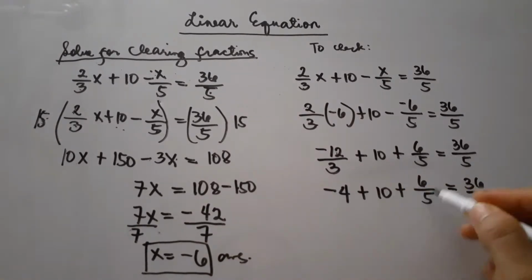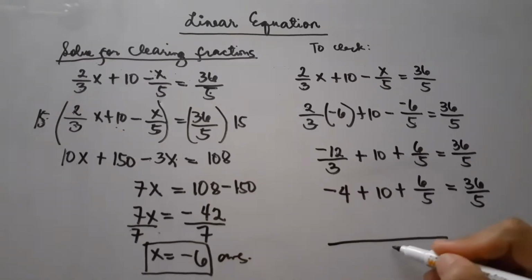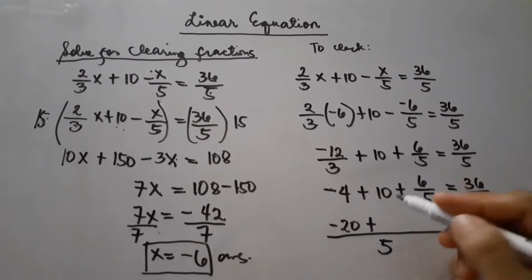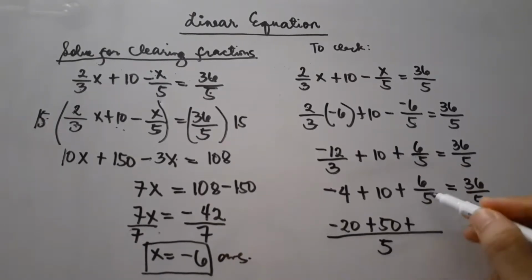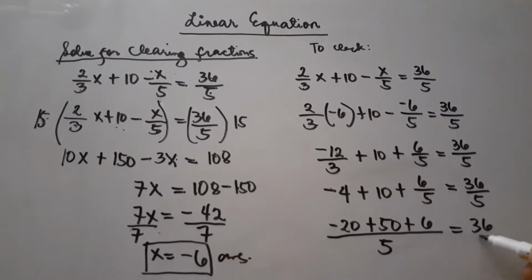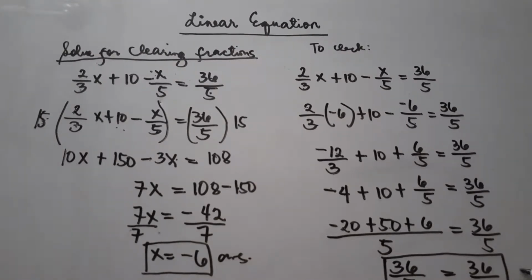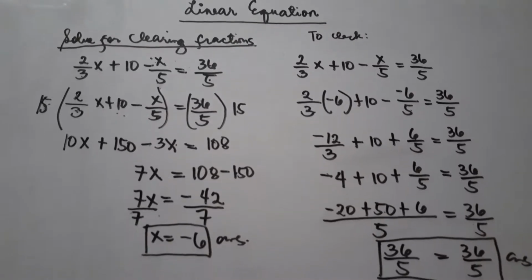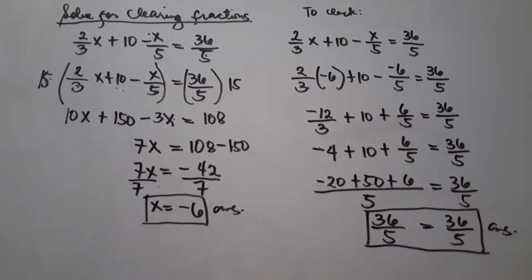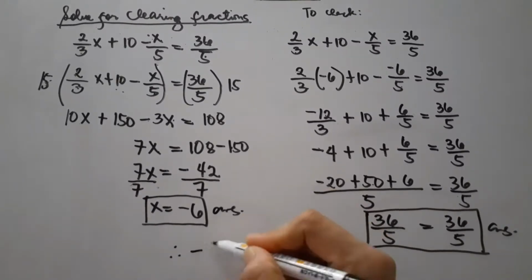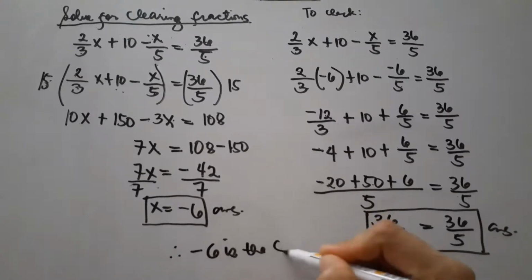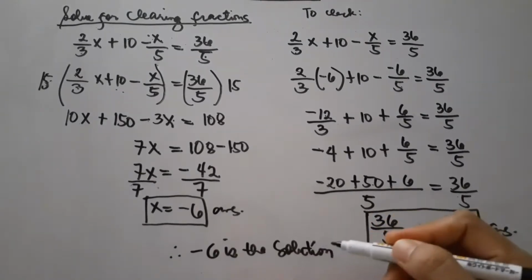And then this one, we should use the least common denominator. The least common denominator here is 5. 5 times 10 becomes 50. And 5 divided by 5 is equal to 1. So 1 times 6 is equal to 6. And then negative 20 plus 56 is equal to 36 over 5. We have 36 over 5. So it is an equation. So we have the right answer. So negative 6 is the solution of 2/3 x plus 10 minus x over 5 is equal to 36 over 5.